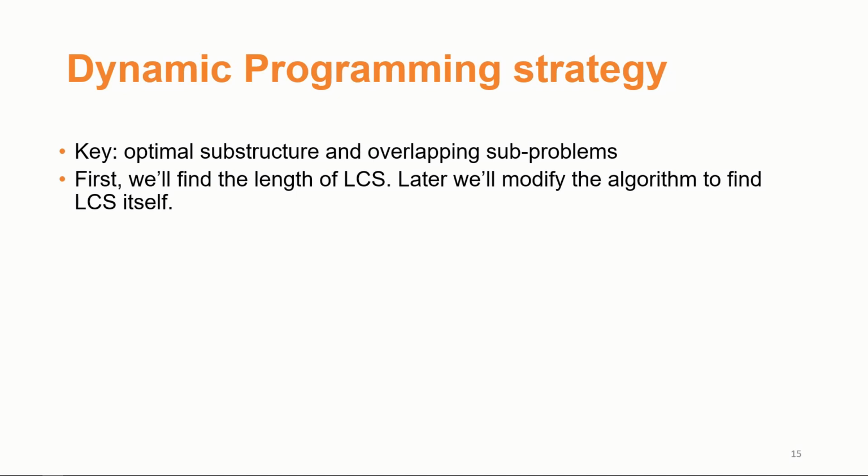Next, we will try to solve the problem using the dynamic programming technique. As we know, using the dynamic programming technique, we can only solve those problems that have two properties: optimal substructure property and overlapping subproblems property. The actual LCS problem is a little bit harder for us to solve at this moment. So first we will try to solve an easier version of the problem and then modify our solution to solve the actual problem. In the easier version of the problem, we will find the length of the LCS, and later we will modify the algorithm to find the LCS itself.